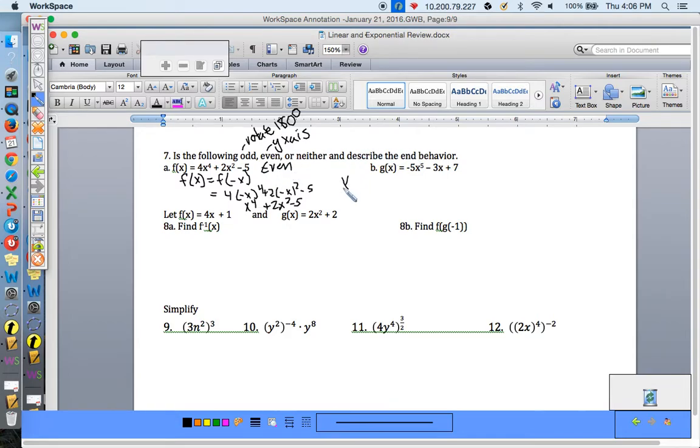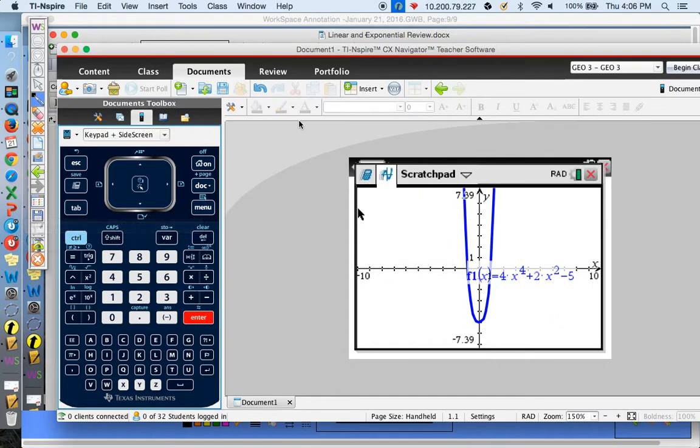An end behavior. Remember, that was filling in these blanks. Here's our end behavior template. What happens at the end? Well, they're both going positive, so it would be going to infinity. So let's check this next one here.